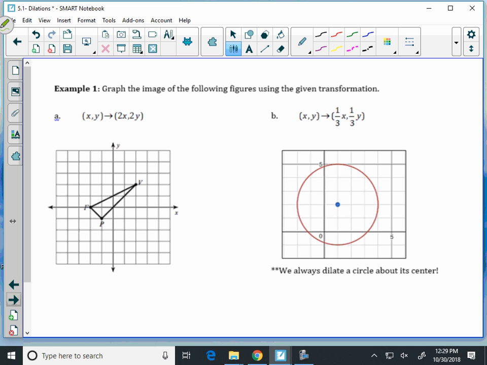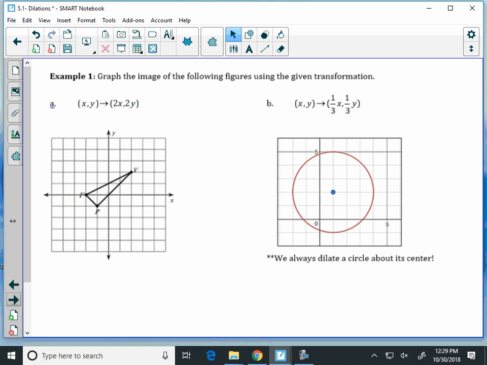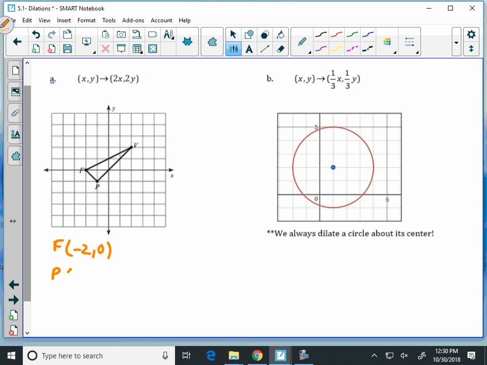So if we take a look at this example, we want to graph the image of the following figures using the given transformations. Well, if we look at A, I have this notation, I have 2x, 2y. So that's telling me I'm doing a dilation. So similar to what we do with rotations, I like to write down all the original points. So X is at -2, 0. P is at -1, -1. And V is at 2, 2.